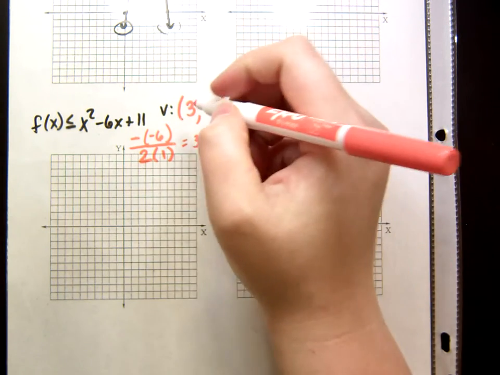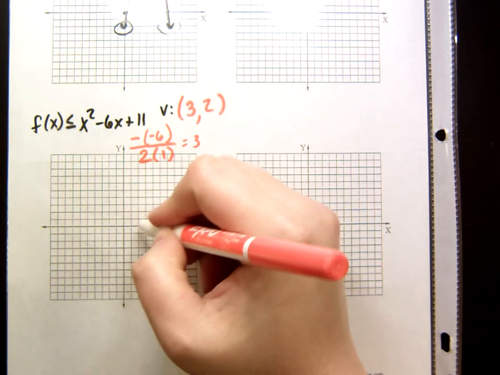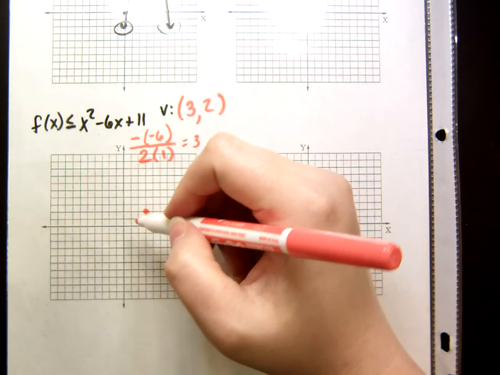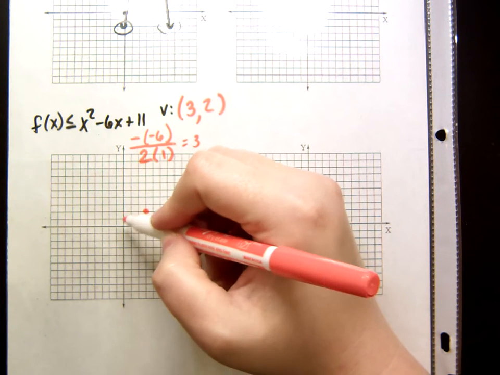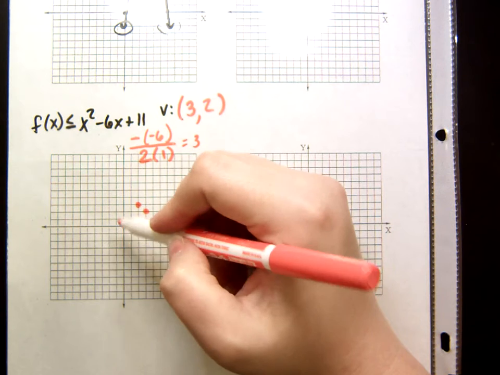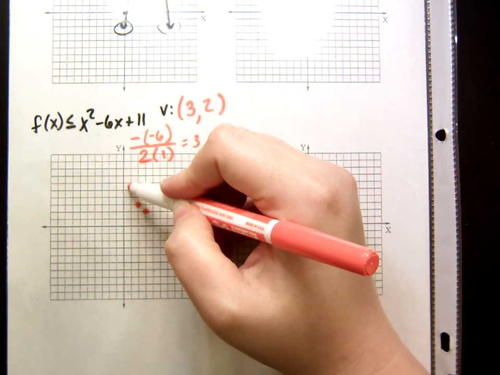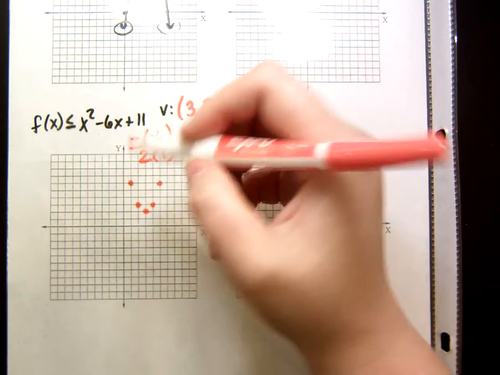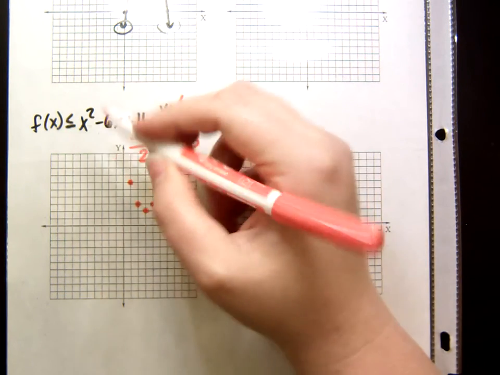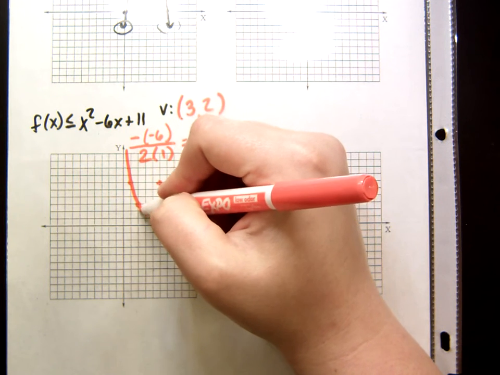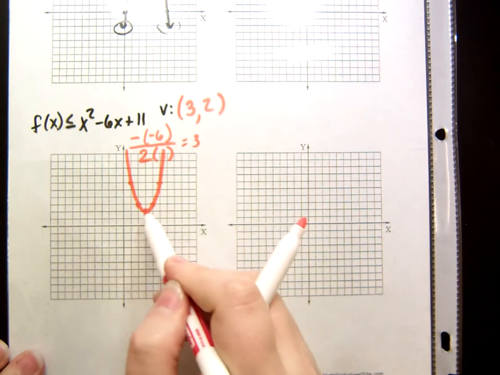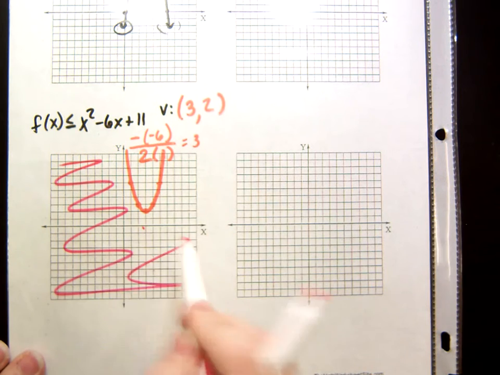So vertex is at 3, 2. So 3, 2. And I can use my other points. So I've got 2, 3. I've got 1, 6, 3, 4, 5, 6. And on the other side it's symmetrical, so there we go. Now, solid line, because it's less than or equal to, so solid line here. And I shade. Because it's less than, I'm going to shade below the vertex, which is this side.